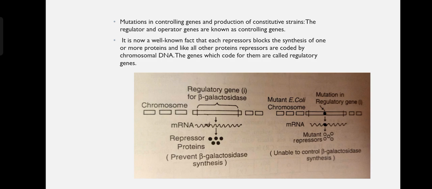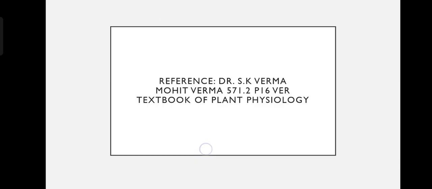Mutation in controlling genes and protection of constitutive strains. The regulator and operator genes are called controlling genes. It is now a well-known fact that each repressor blocks the synthesis of one or more proteins, and like all other proteins, repressors are coded by chromosomal DNA. The genes which code for them are called regulatory genes.